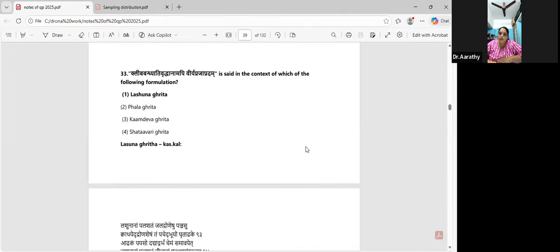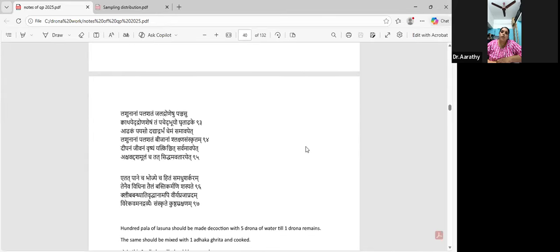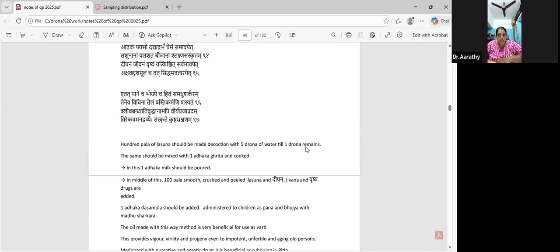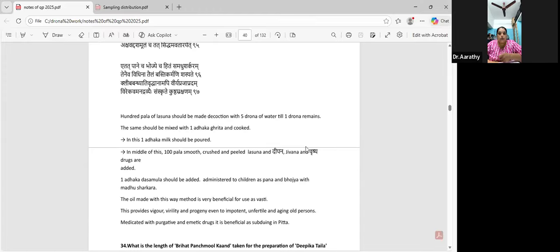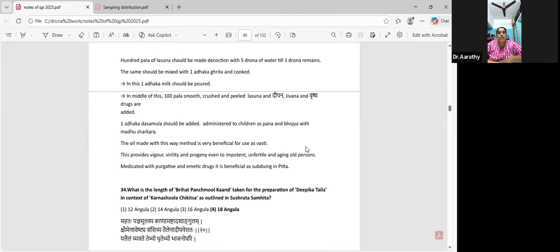It is Lashunagrita of Kashyapa Samhita, Kalpasthanam. So this is another yoga. Nothing but you have to go through the yoga. Kashyapa, Kalpasthana, Lashunagrita. The method of preparation: 100 pala of Lashuna is used with 5 drona of water. You make a decoction until 1 drona remains. Then it should be mixed with 1 Athaga Grita. And this 1 Athaga milk should be poured, and then when you cook in the middle of this 100 pala of crushed, peeled lashuna. And along with that, Deepana, Jeevana, and Vrishya drugs are added, and one Ataka Dashamula is added. So this is a method of preparation. Just note that 100 pala of lashuna is used, and one Ataka Grita, one Ataka milk is used.